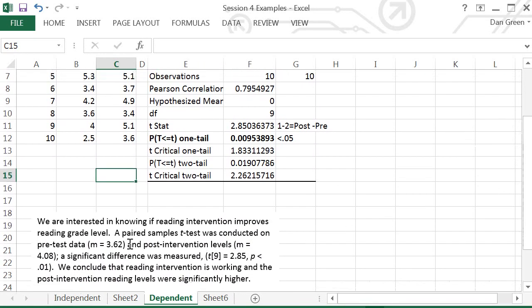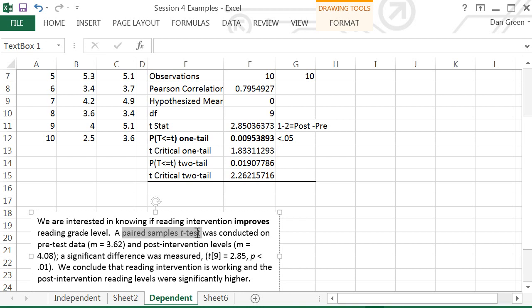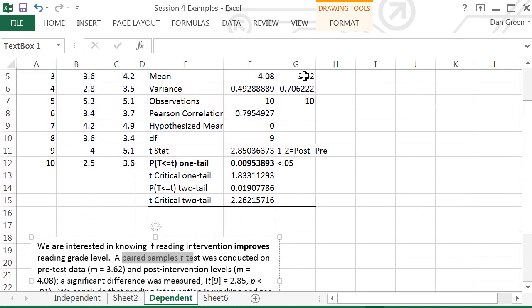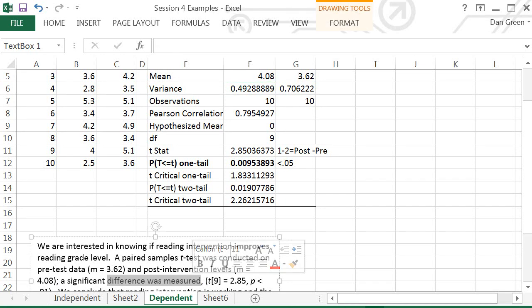In our summary, we're going to state that we're interested in knowing if a reading intervention improves the reading level. Improves is a one-tailed test, it's directional, as opposed to difference. Then we performed a paired samples t-test, and the pre-test data had a mean of 3.62. That is right here. The post-intervention levels had a mean of 4.08. That is right here. And a significant difference was measured. How do we know that it was significant? Because our p-value was less than 0.05.